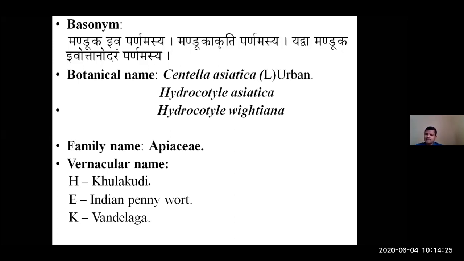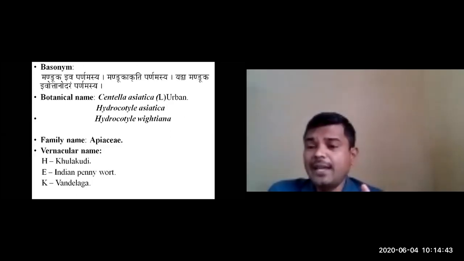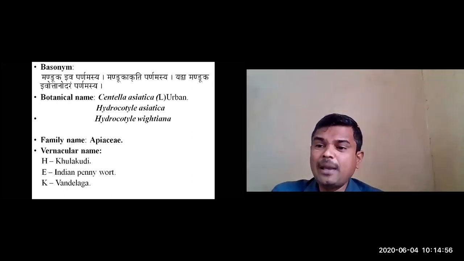Already we have discussed some of the drugs which come under the Apiaceae family. What are the drugs which come under the Apiaceae family? The Apiaceae members are Manduka Parni, Hingu, Shatapushpa, Mishreya, Dhanyaka, Ajamoda, Jiraka, Krishna Jiraka, Yavani, and Garjara. There are 8 to 10 drugs which belong to the Apiaceae family.